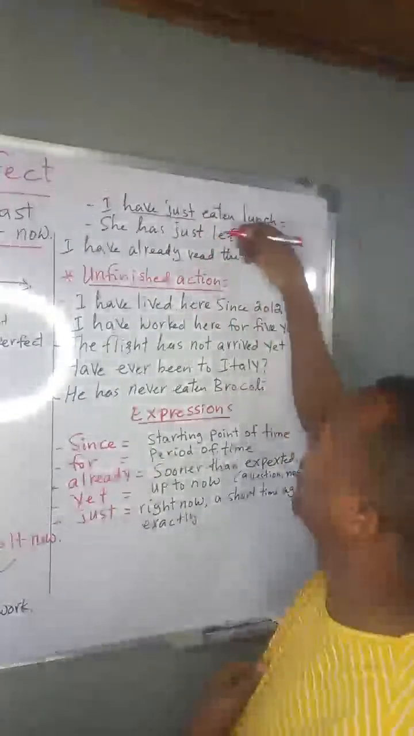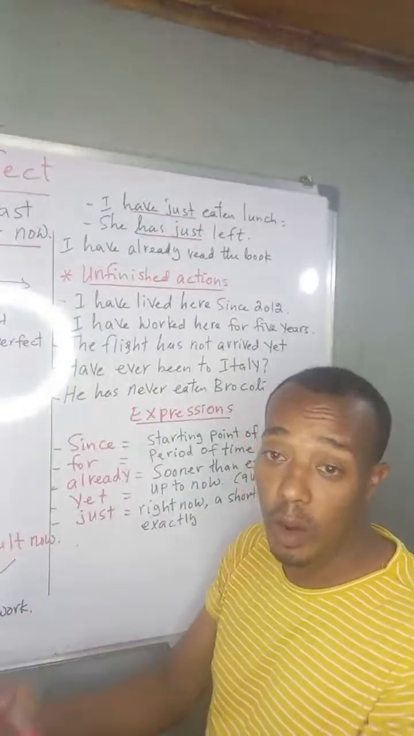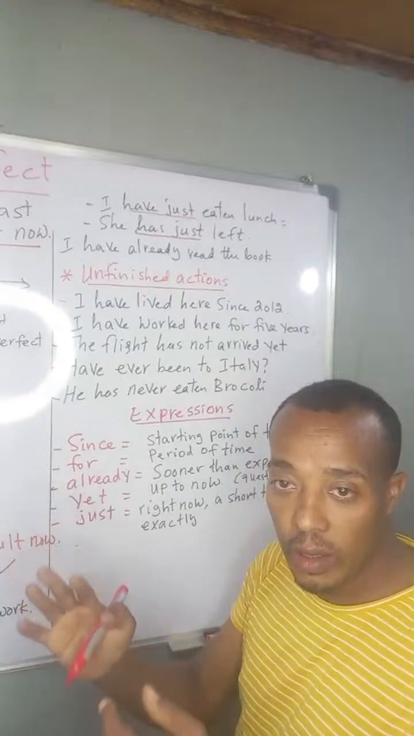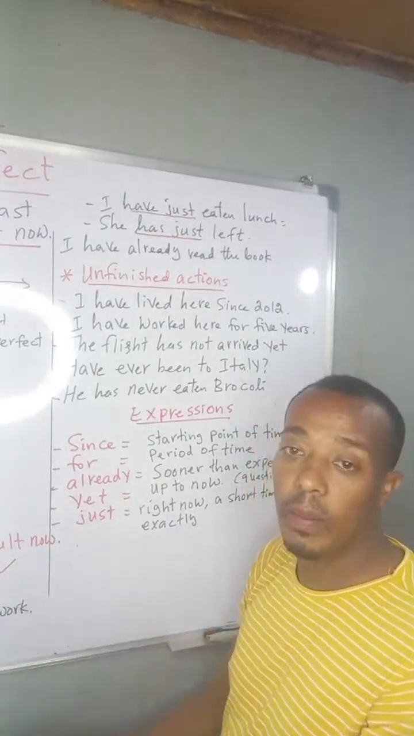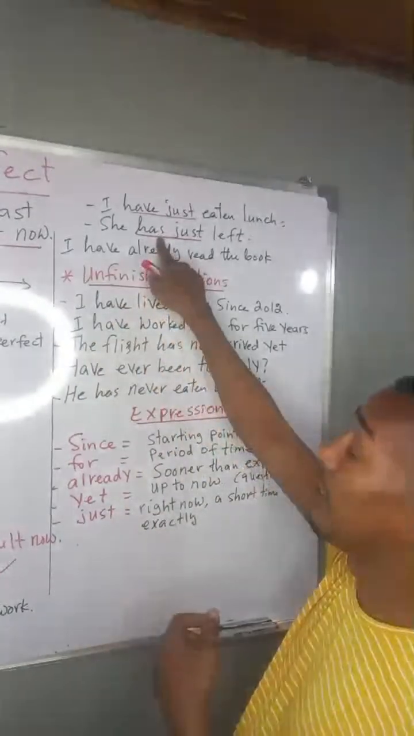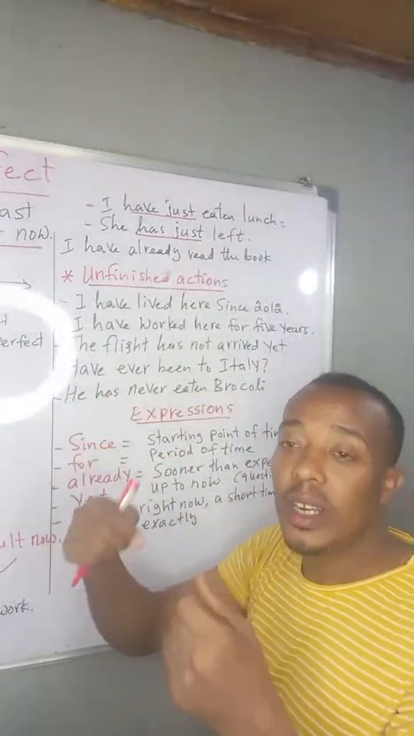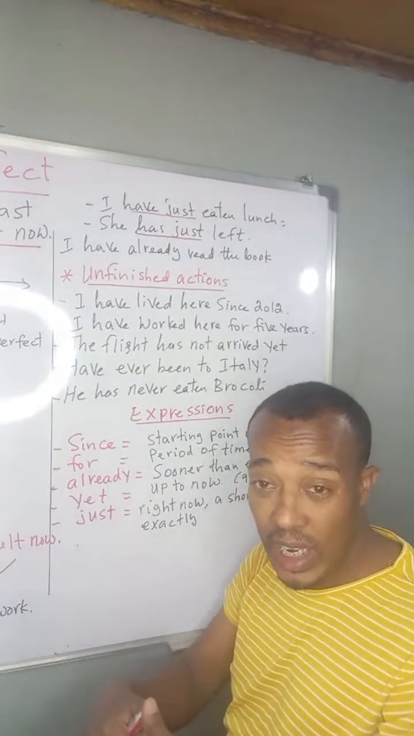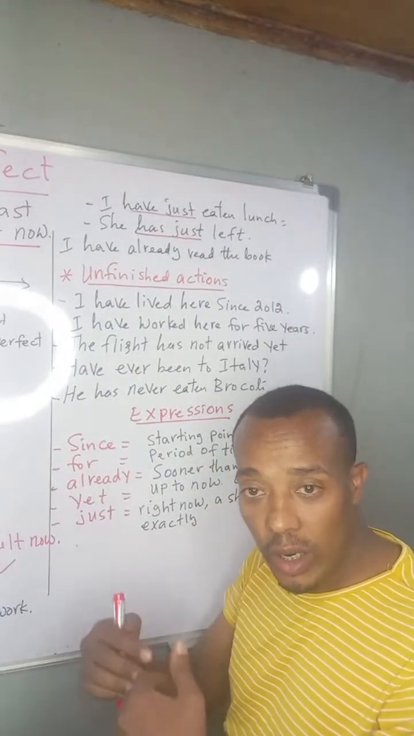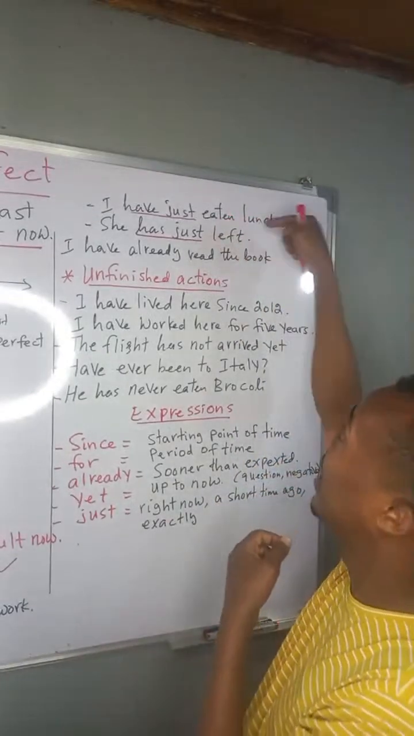She has just left, which means she is not here now. Already she went, but the result is she is not here now. An action already done in the past, but the result seen now. What's the result of the action? She has just left means you cannot get her here. She is not here. She already went. So this one is an action in the past, result now.